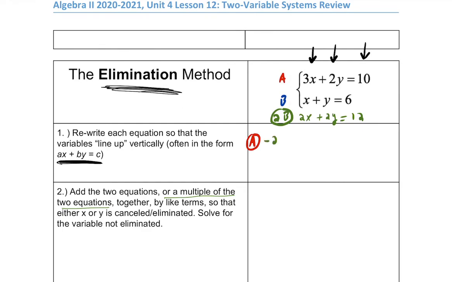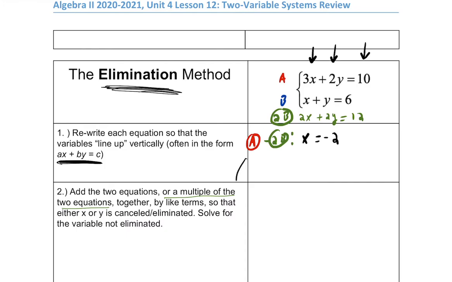And so the trick here is that now, you can either add or subtract, if I do a minus 2b, the two y's will cancel. So if I do a minus 2b, I'm going to have 3x minus 2x. 3x minus 2x will give me x. 2y minus 2y will cancel. And 10 minus 12, there it is, x will be equal to negative 2.